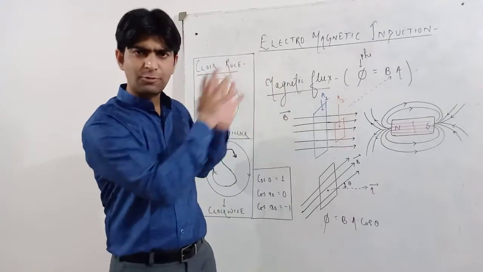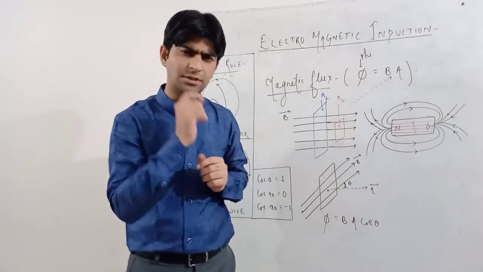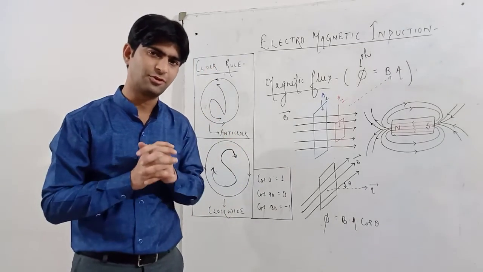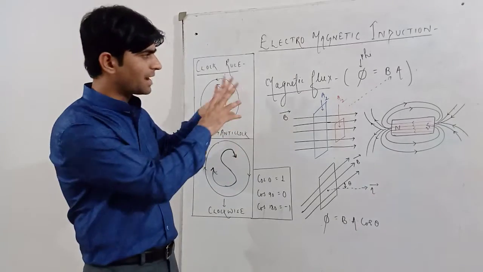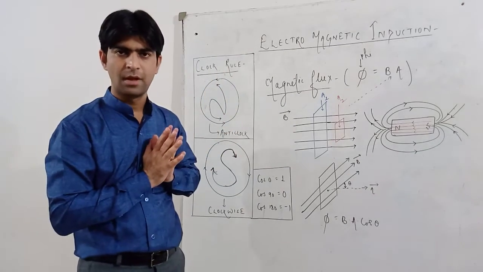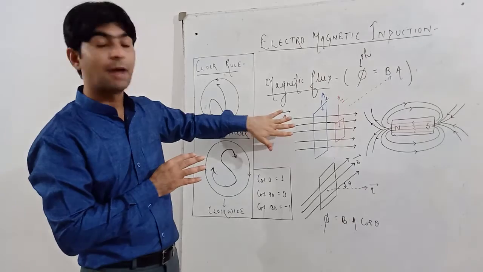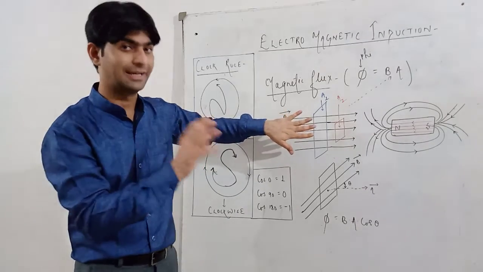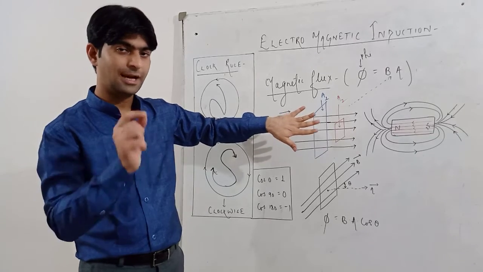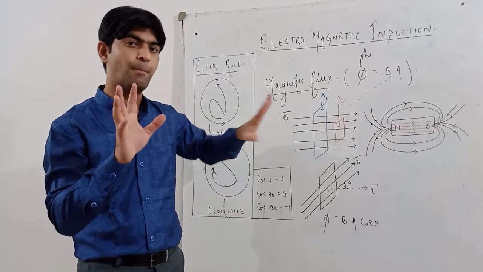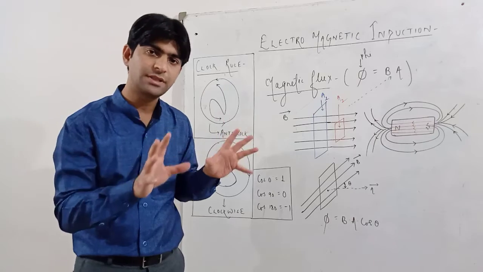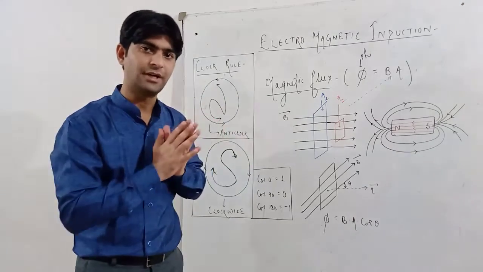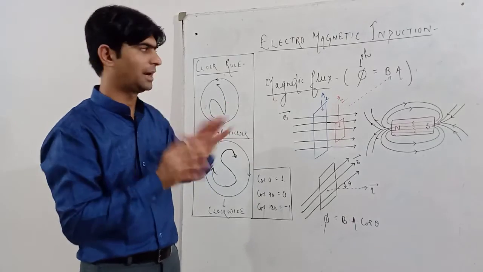Before starting with electromagnetic induction, we will have a little discussion on magnetic flux, because this is a very important terminology to discuss electromagnetic induction. So what is magnetic flux actually? Magnetic flux is the number of magnetic field lines crossing a particular area in a normal direction. Again, I am repeating, magnetic field lines crossing a particular area in a normal, perpendicular direction is called magnetic flux.